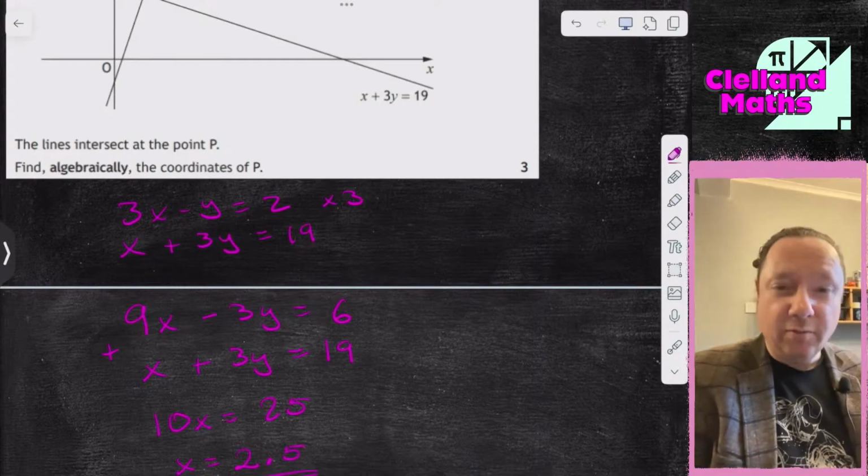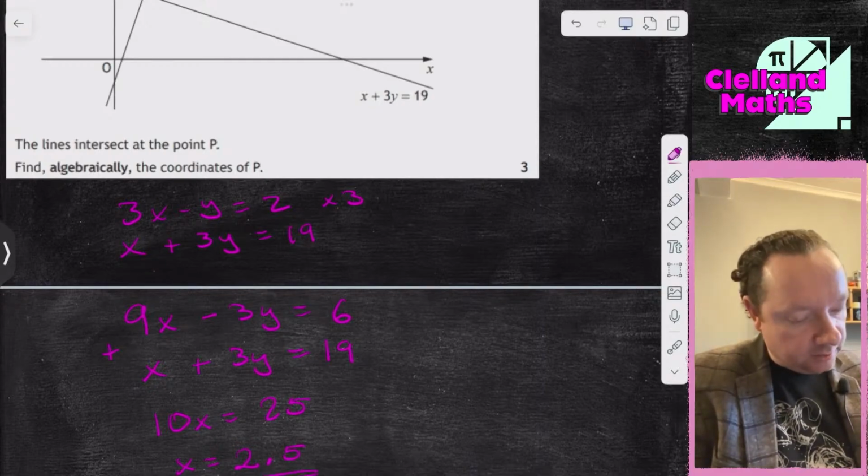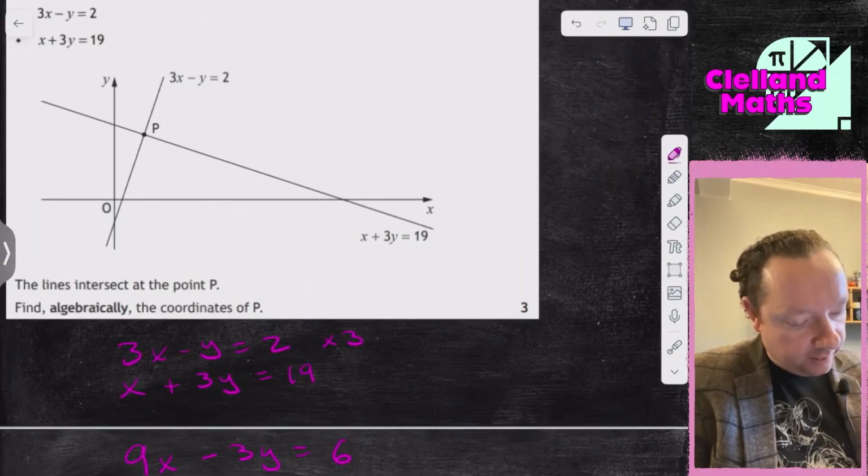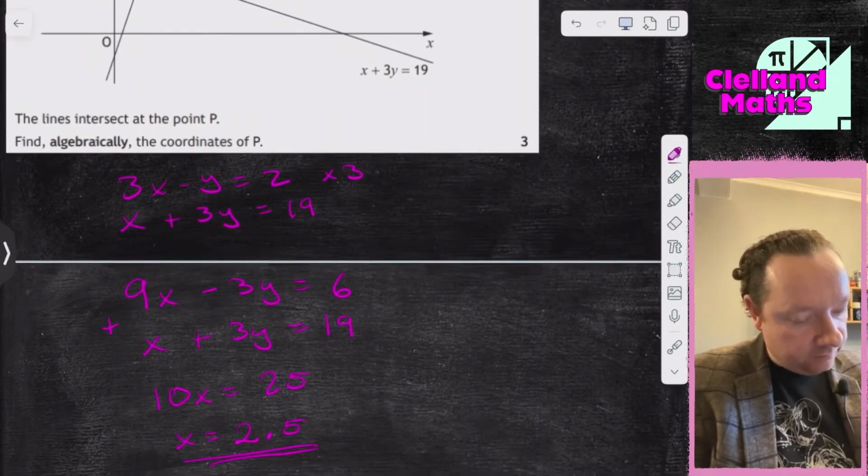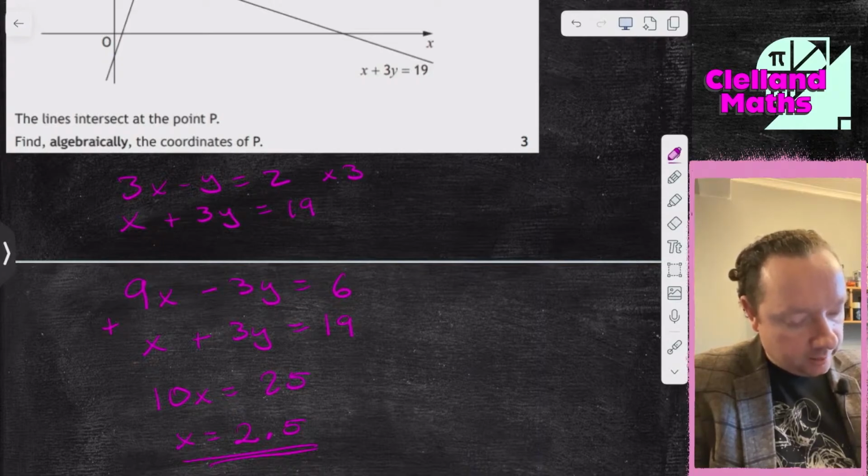Double check your work, especially if you get a decimal, so I'll just double check this. If I've written everything down right, 3x minus y is 2, x plus 3y is 19, 3 3s is 9, 3 times 1 is 3, 3 times 2 is 6, add, because we're definitely not taking away, 9 plus 1 is 10, and 19 plus 6 is 25, so 2.5, right?